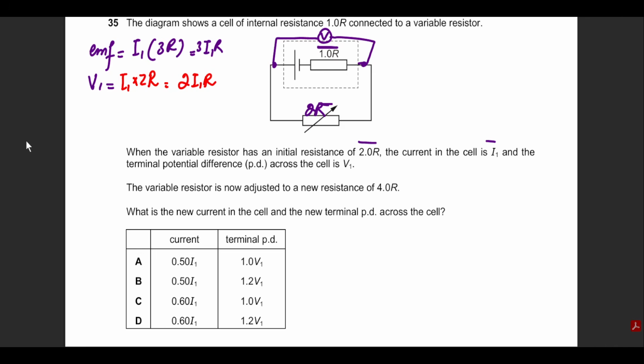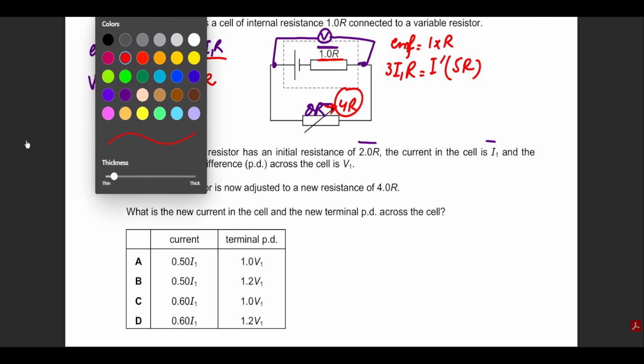Now we move on to the new situation for the comparison. In the new situation, since he has increased the resistance from 2R to 4R, we don't know what's going to happen to the current. So the EMF is equal to I multiplied by R. The EMF is already standard. We are not changing the battery. So this will be 3 times I1R equals I dash, because there's a new current, multiplied by 5R. Why? Because 4R plus 1R.